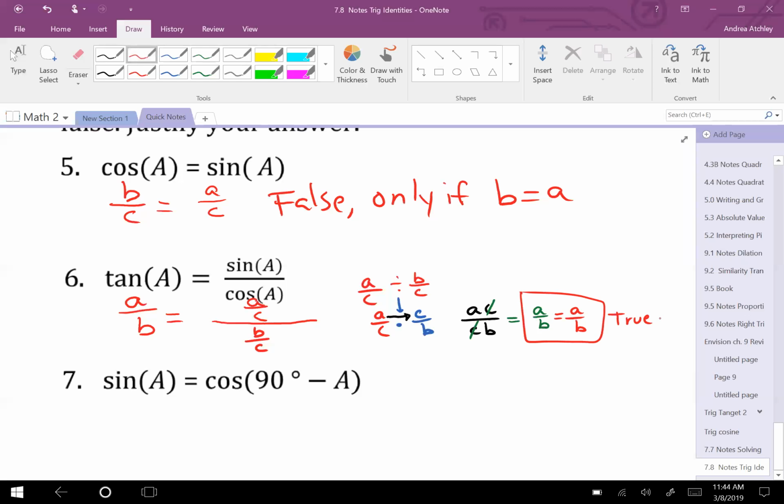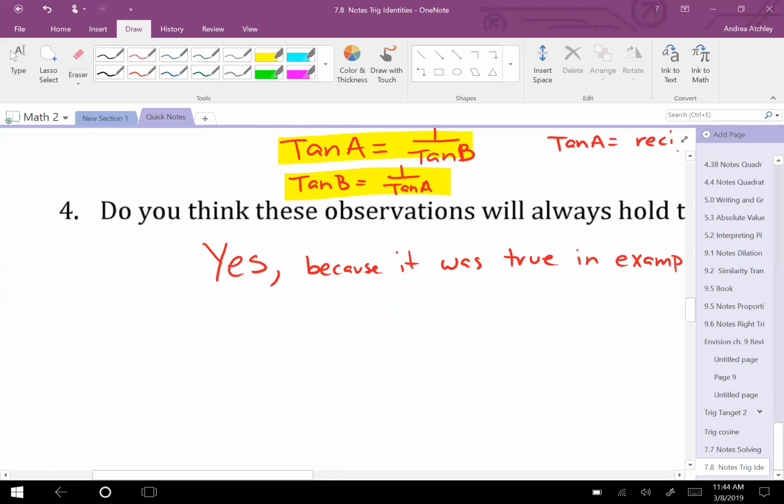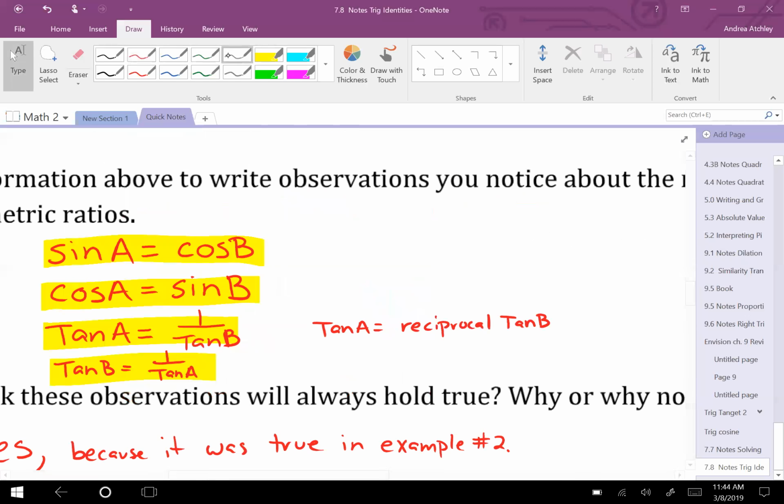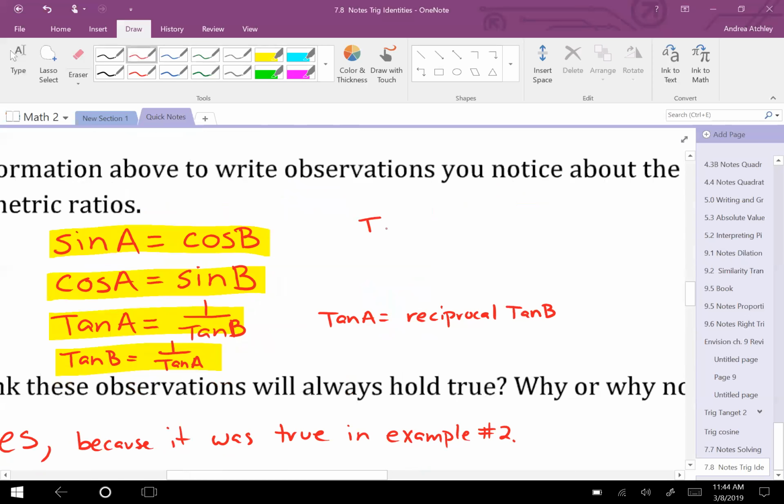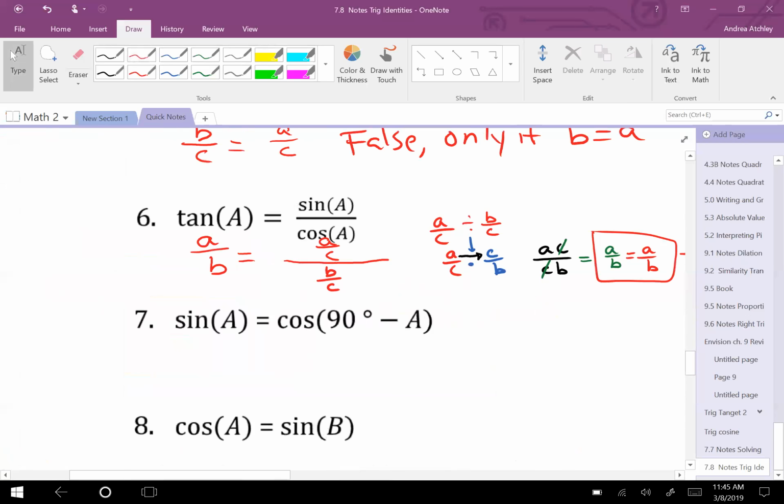Okay, so this is another trig identity. So I'm going to take it and put it back on this page with all the others that we've already found. I'm going to say the tangent of A is equal to the sine of A over the cosine of A. Same with the tangent of B. Tangent of B would be equal to the sine of B over the cosine of B. Okay. Next one.